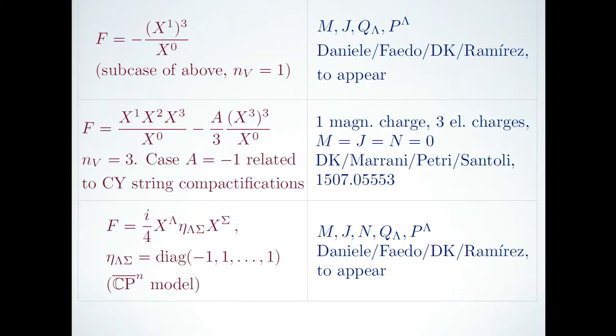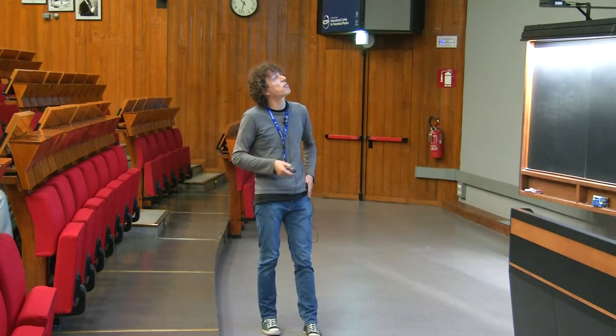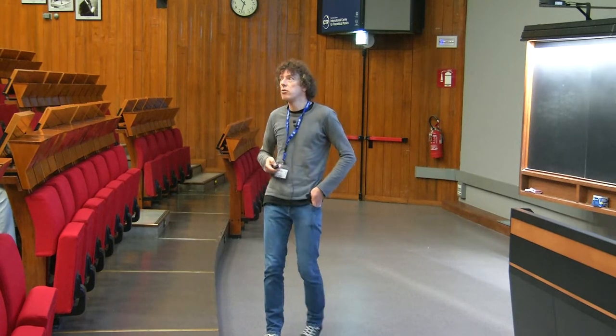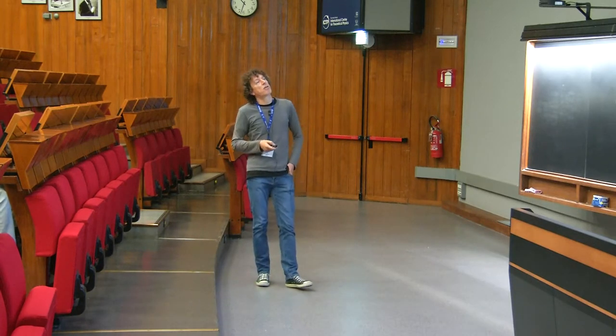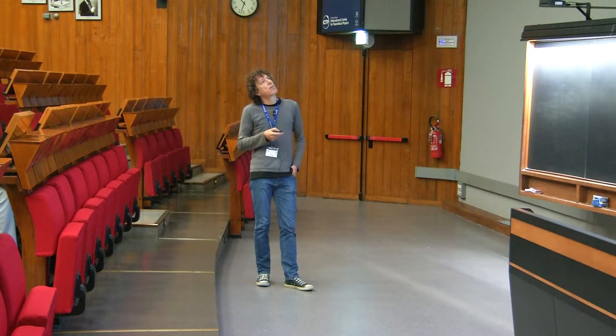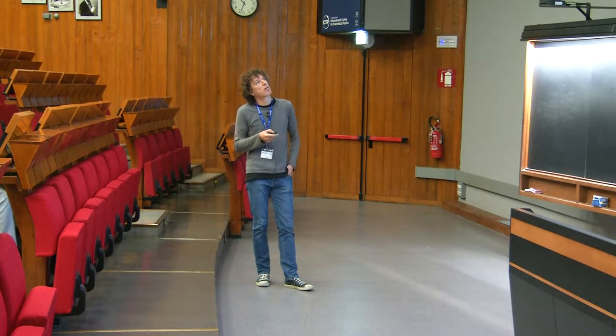Something more complicated is this cubic model with this correction here. So this is, again, a model with three vector multiplets. And if you put this constant A here equal to minus 1, then this is related to Calabi-Yau string compactifications in the ungauged case. So this is related to quantum corrections. I think it's not known how to obtain this model in the gauged case by string compactifications. And also here, the most general known solution has one magnetic charge, three electric charges, and the other parameters are zero.